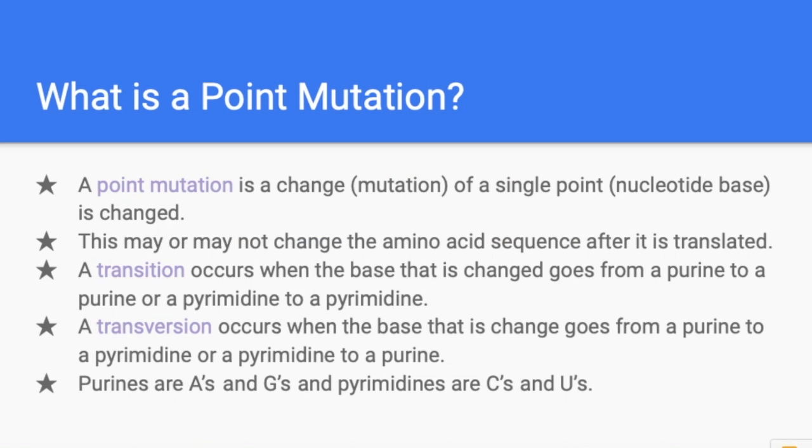A point mutation is a change in a single base. The mutation is a transition if the base is changed from a purine to a purine or from a pyrimidine to a pyrimidine. Conversely, the mutation is a transversion if the base is changed from a purine to a pyrimidine or vice versa.